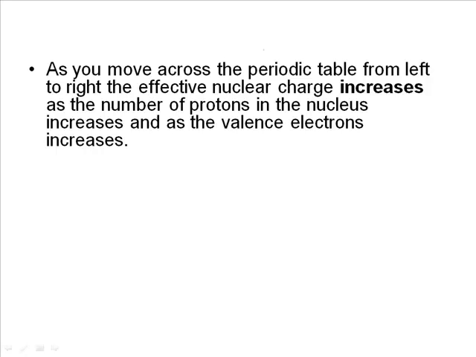So as I just said, as you move across the periodic table from left to right, so starting at sodium, going over to chlorine, or starting at potassium, going over to bromine, starting at lithium, going over to fluorine, you're going from left to right. The effective nuclear charge increases. That's not what's that important. What's important is being able to explain why it increases. Because again, the number of protons in the nucleus increases.